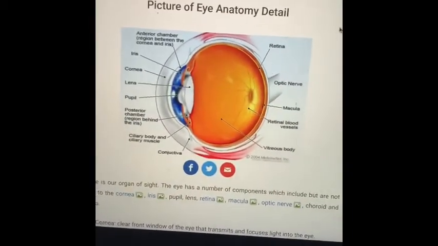Now the next part of the assessment is the ophthalmoscope, which is used with the right hand and the right eye. But since I don't have an ophthalmoscope, I'm going to show you a picture on my computer of an eye that I found, and talk about it a little bit. When you use an ophthalmoscope, you really want to get really close.